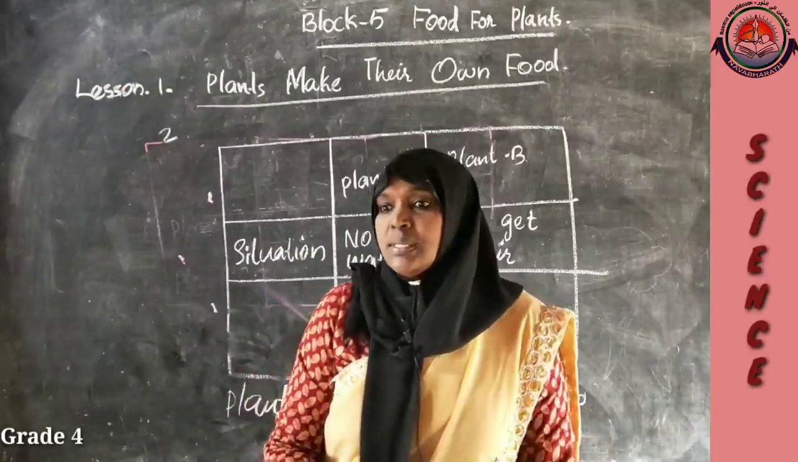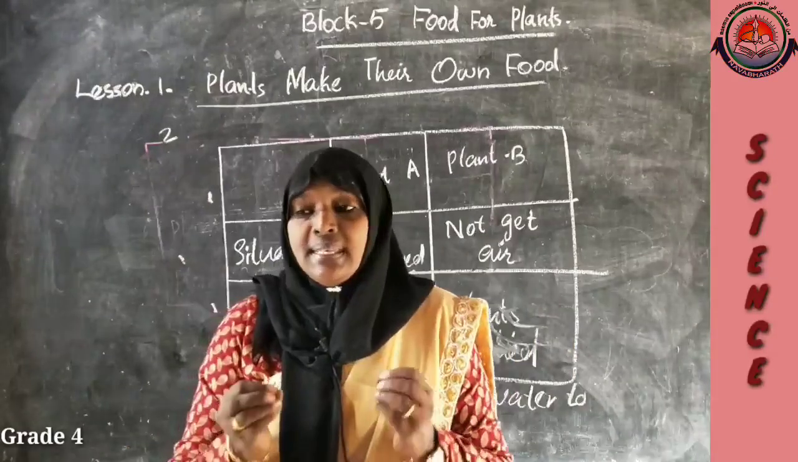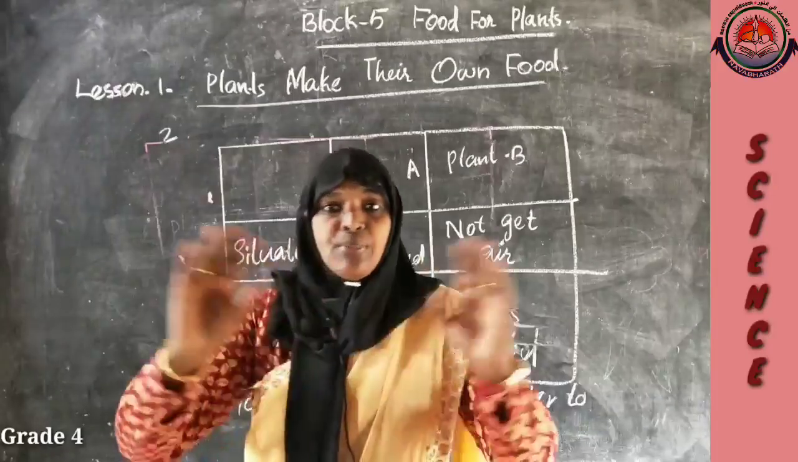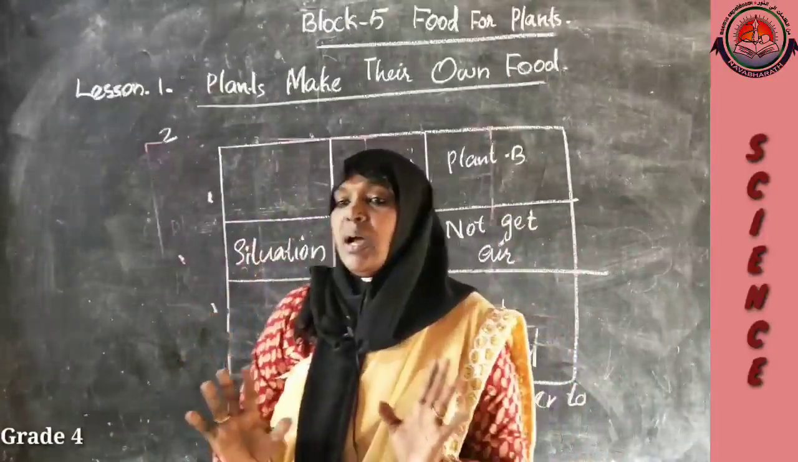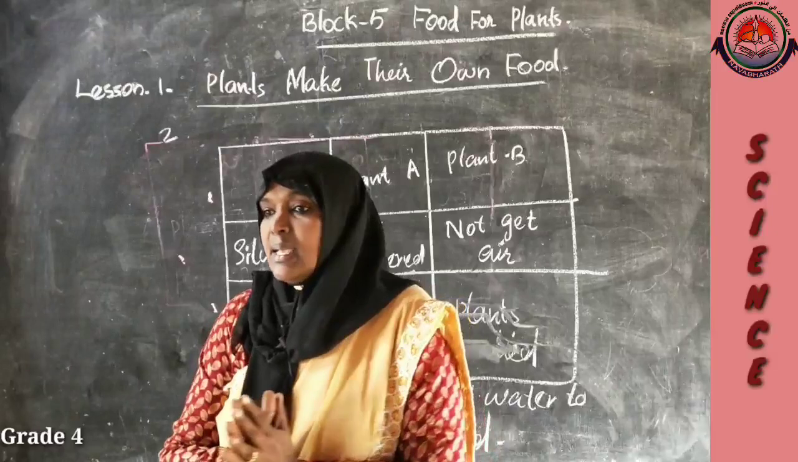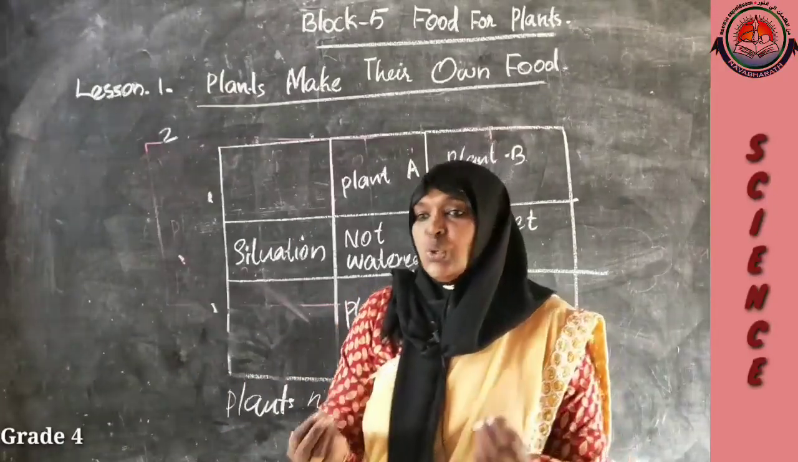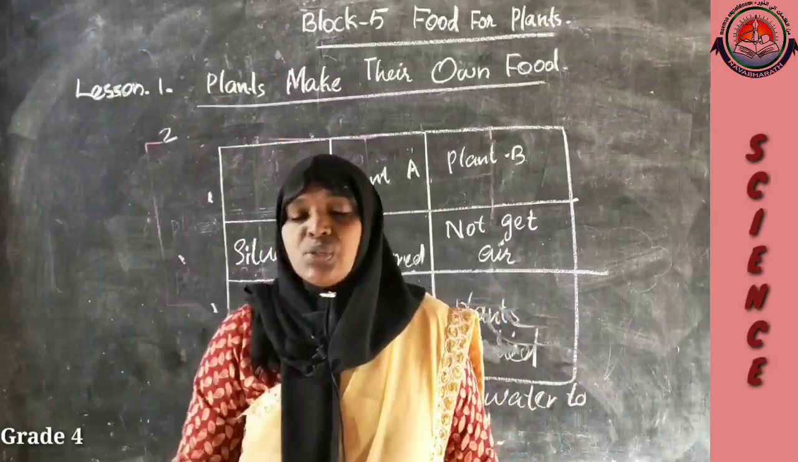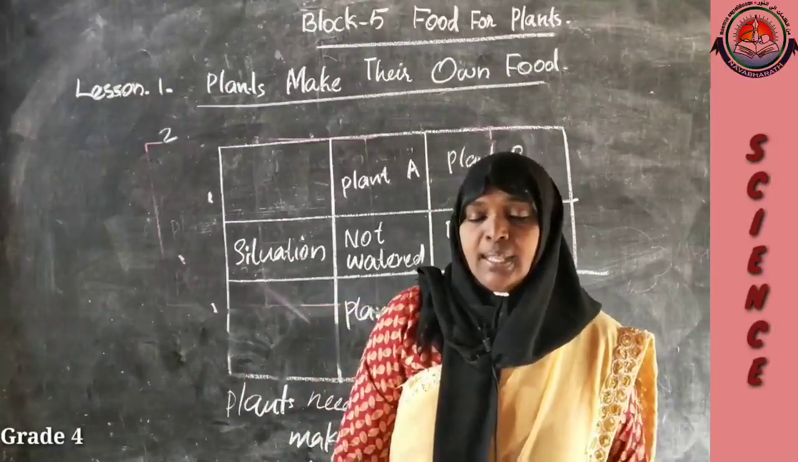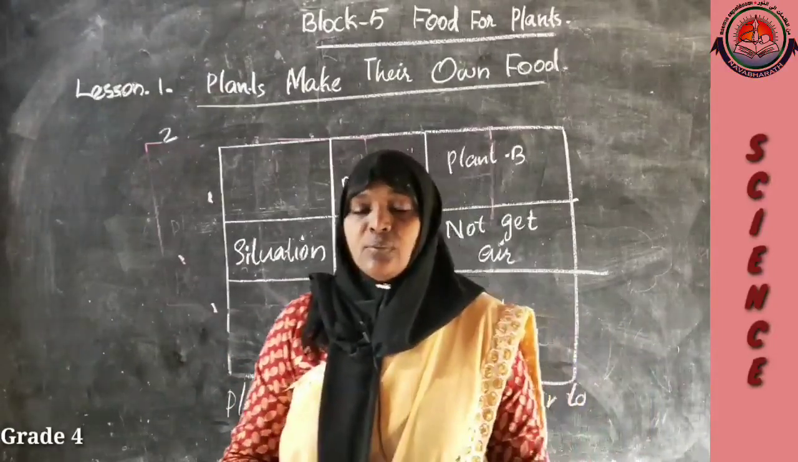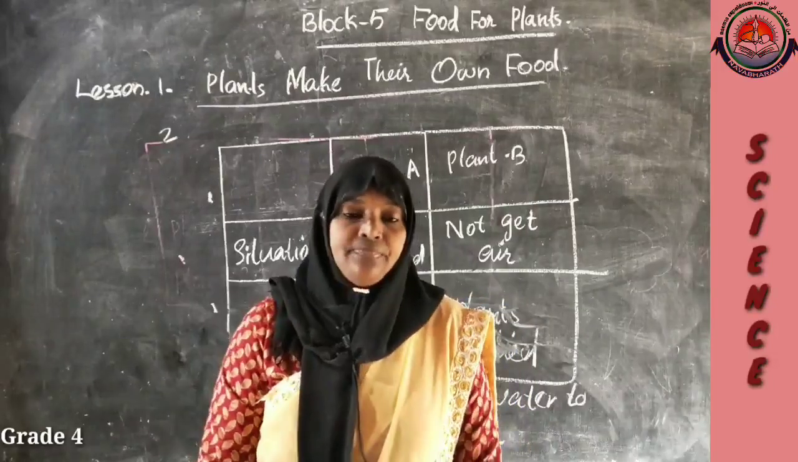The glucose made in the leaves gets distributed to all parts of the plant as food. The extra glucose is stored as starch or sugar. These are the things we learn from this lesson.